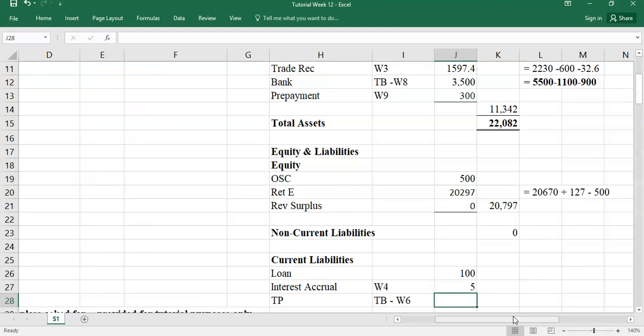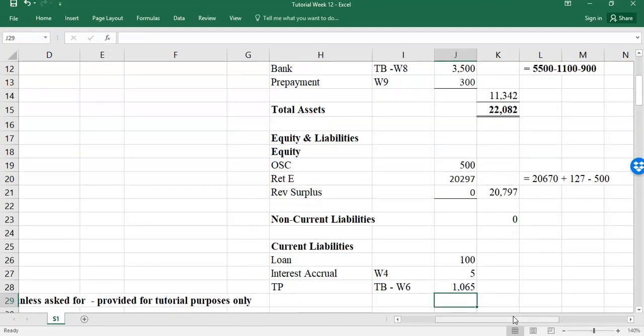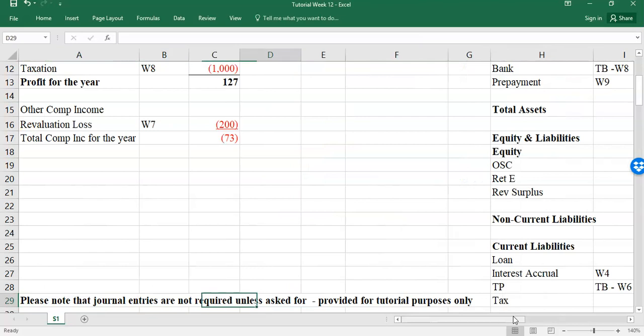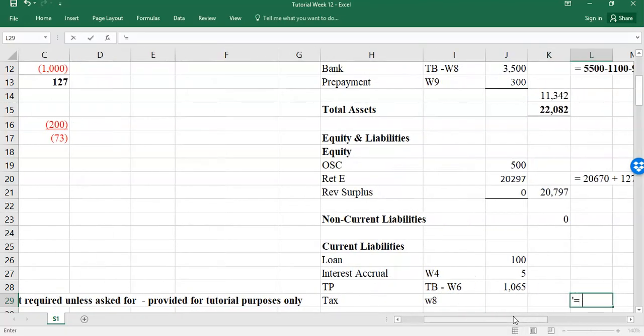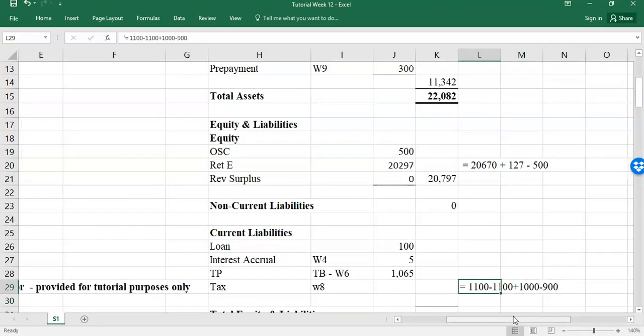Trade payables are 1140 minus 75, which is 1065. Your tax at the end of the year, just be careful about the tax one. We'll reference working 8. Your tax was, you owed at the start of the year 1.1 million. You paid that off. You owed 1 million for this year and you paid 900 off. So of all those adjustments, you're left with a net tax liability for the year of 100.